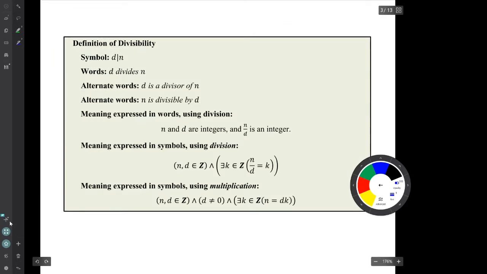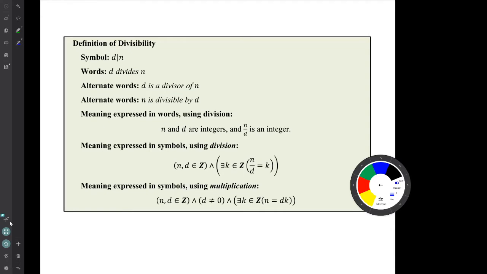So we'll start with divisibility. The definition of divisibility is as follows. There's this new symbol. It's a d and then a little vertical bar and then an n. And this is spoken "d divides n." It's also spoken "d is a divisor of n." And it's also spoken "n is divisible by d."